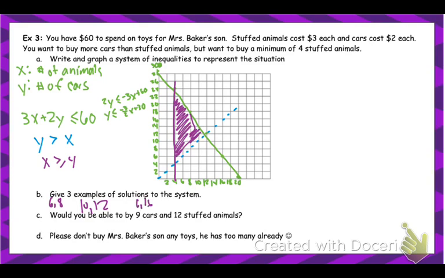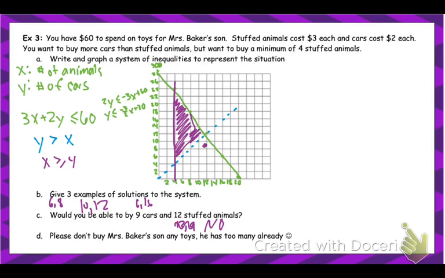So then it's asking, would you be able to buy 9 cars and 12 stuffed animals? Now keep in mind, our animals is the x-axis. So I'm looking for 12, 9. And I'm trying to see if 12, 9 falls within that shaded region. And it does not. Okay, so no, that would not be a possibility.